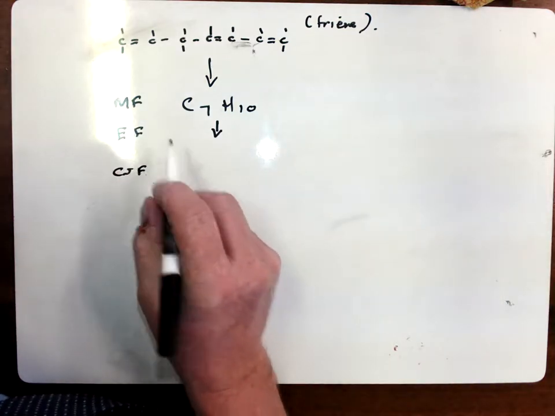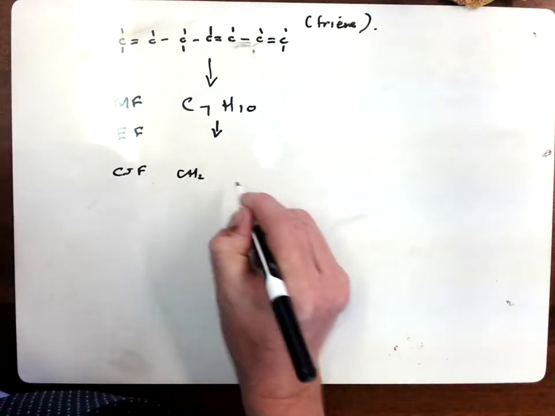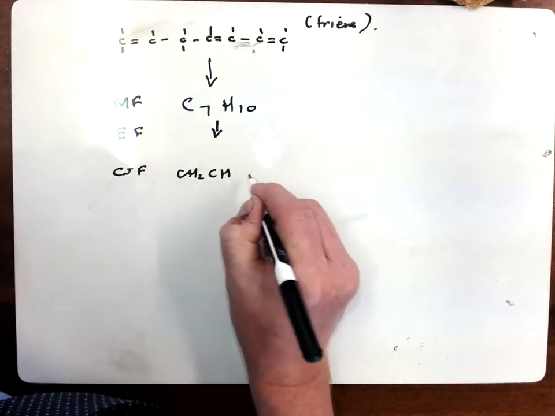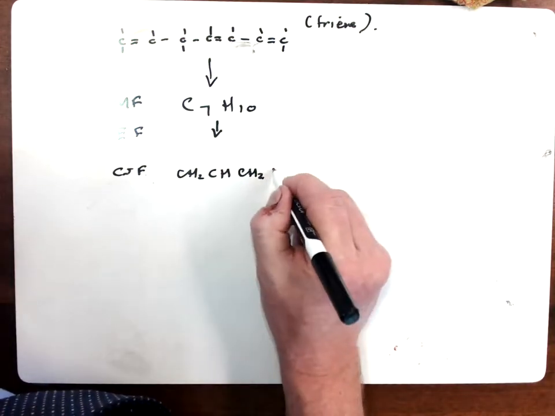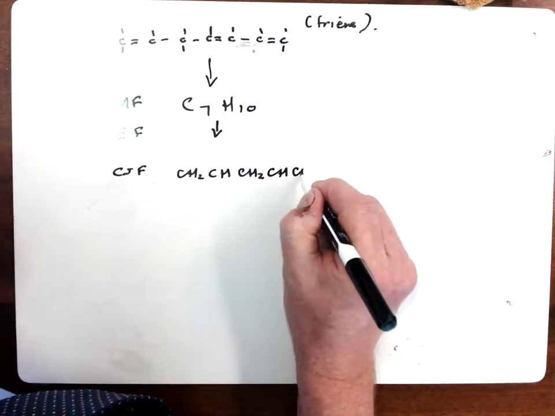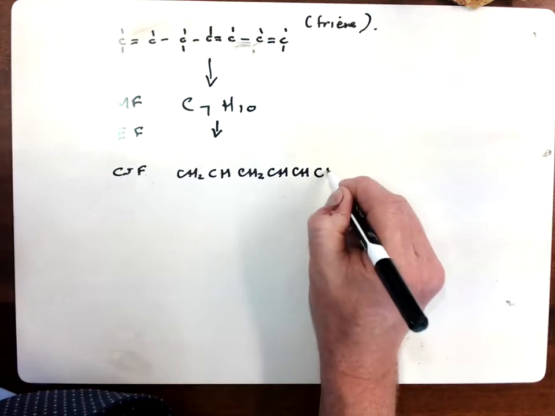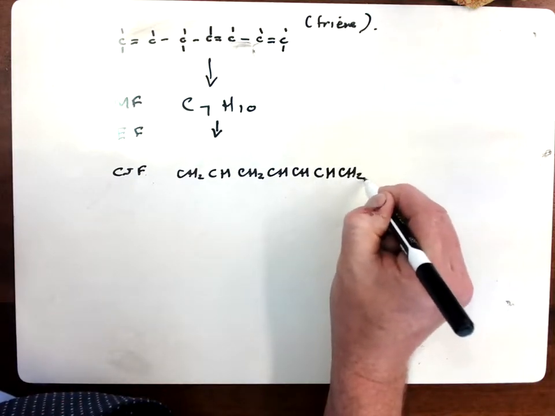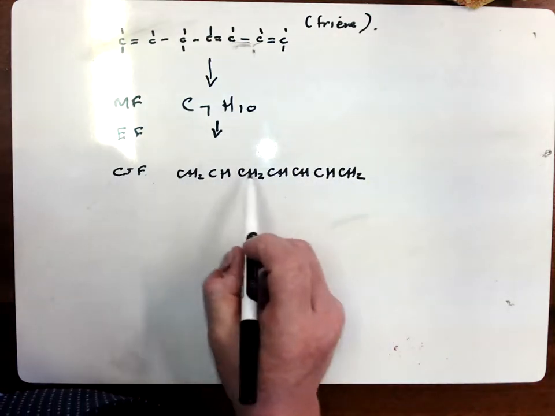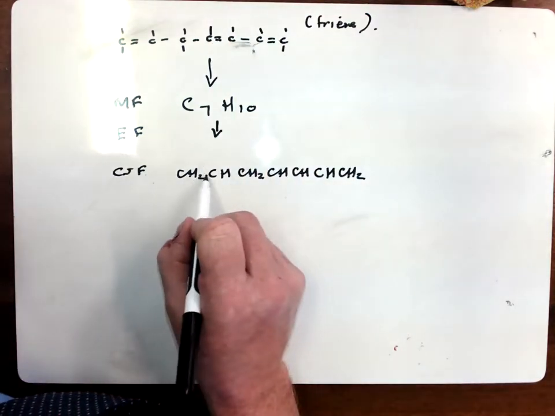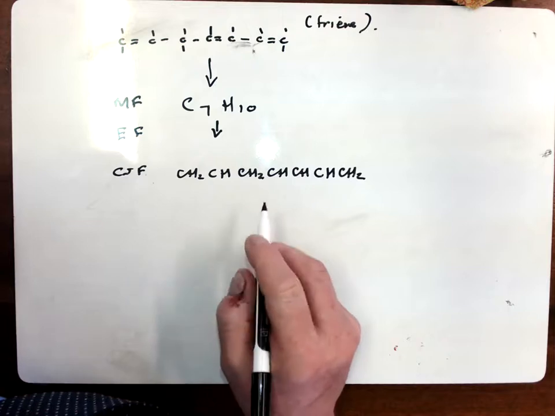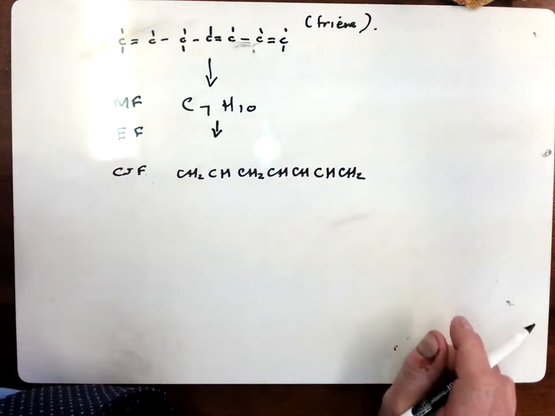Condensed structural formula. So we have a CH2, we have a CH, we have a CH2, we have a CH and another CH and another CH and finally a CH2. So if you were given that, you should be able to go back up and work out that there must be a double bond in here, and there must be double bonds in here as well.